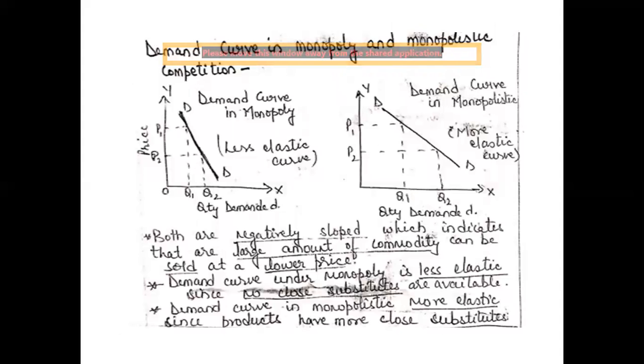So the demand curve in monopoly and monopolistic competition, they both are similar, but the demand curve in monopoly is a less elastic demand curve, whereas the demand curve in monopolistic competition is a more elastic demand curve because there is more competition. A slight change in price will have a major impact on the quantity demanded. So both are negatively sloped, which indicates that a larger amount of commodity can be sold at a lower price. However, the demand curve under monopoly is less elastic because there is no close substitute. Why? The demand curve in monopolistic competition is more elastic since there are many substitutes available in the market.